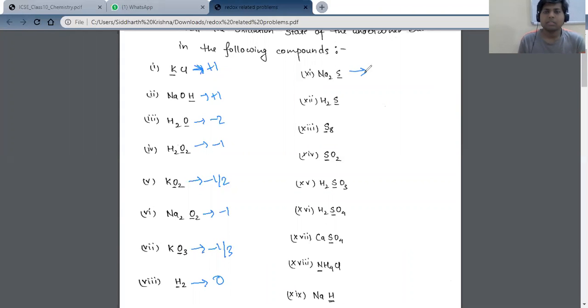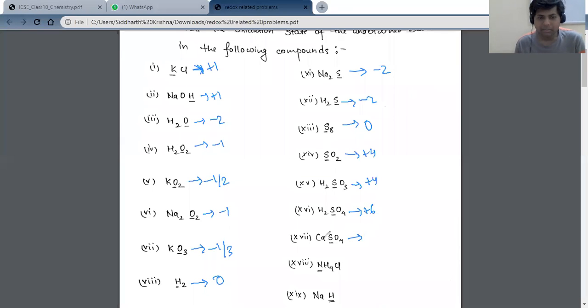In Na2S, what is the oxidation state of sulfur? It will be -2. So sulfur is -2. Next, number 9 and 10 answers.